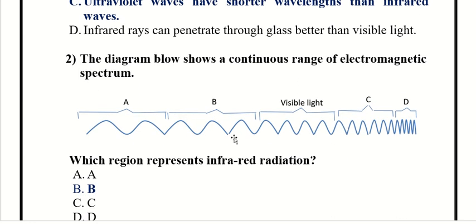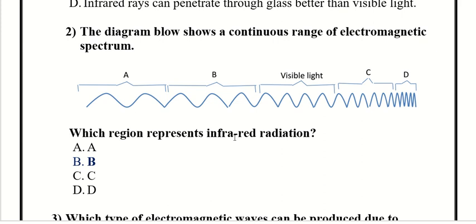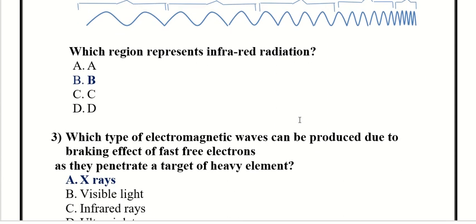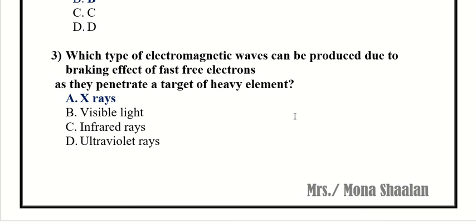This diagram shows a continuous range of the electromagnetic spectrum. Which region represents the infrared region? The infrared region is found here with a larger wavelength than the visible light. Which type of electromagnetic wave can be produced due to the braking effect of fast free electrons as they penetrate a target of heavy elements? Of course, this is the way of production of X-rays.